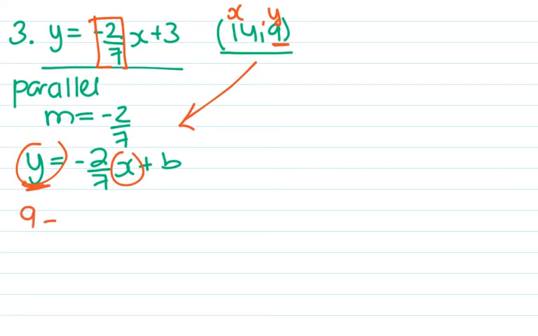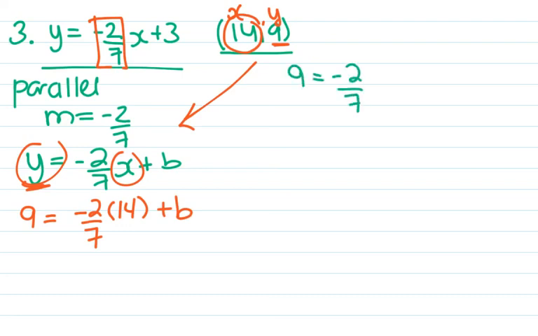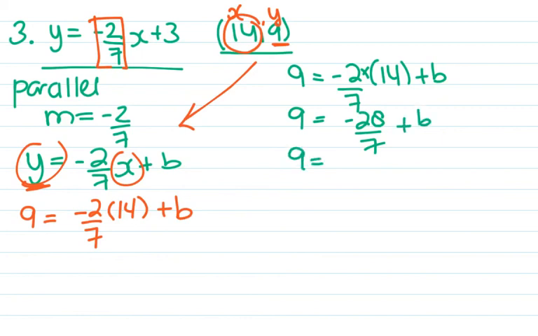So I'll have 9 equals negative 2/7 x. x is 14. That's multiplied. When x is right against a number, it's multiplied, plus b. I'm just going to move up here so that I have more room. All right, so I have 9 equals negative 2 over 7 times 14. So negative 2 times 14 is negative 28 over 7 plus b. 9 equals negative 28 divided by 7, which is negative 4, plus b.